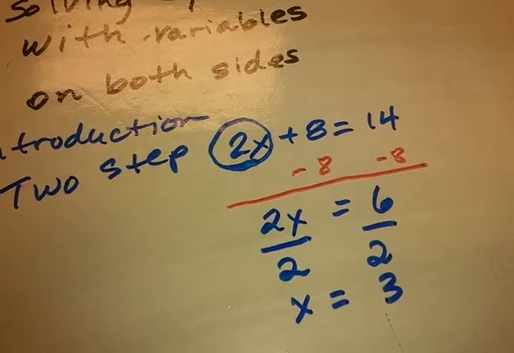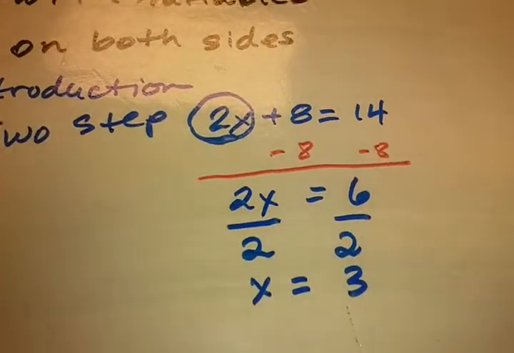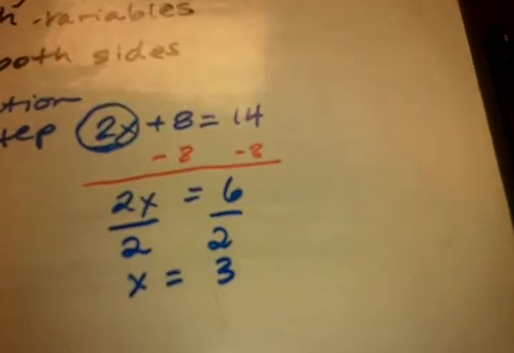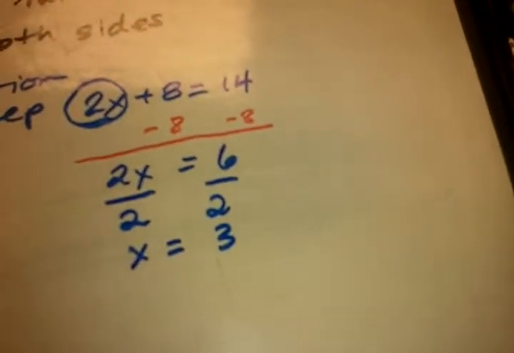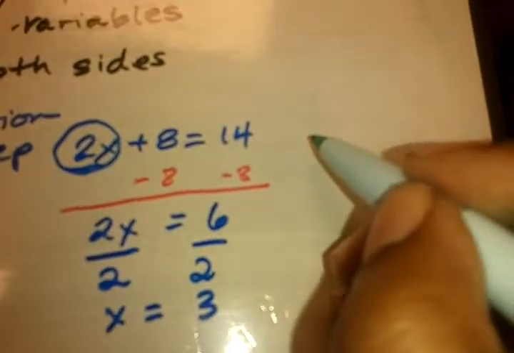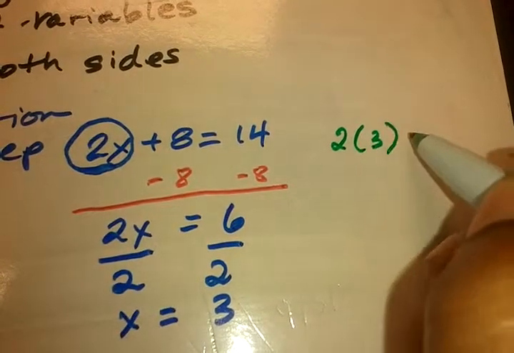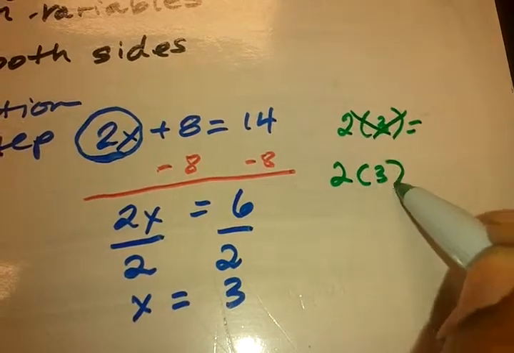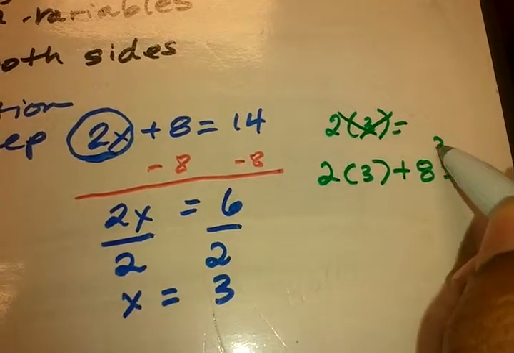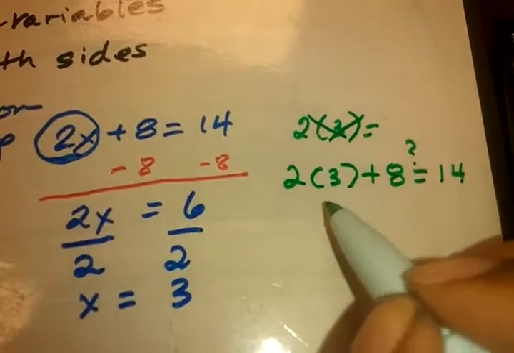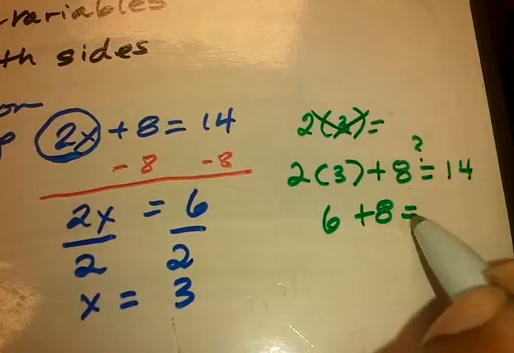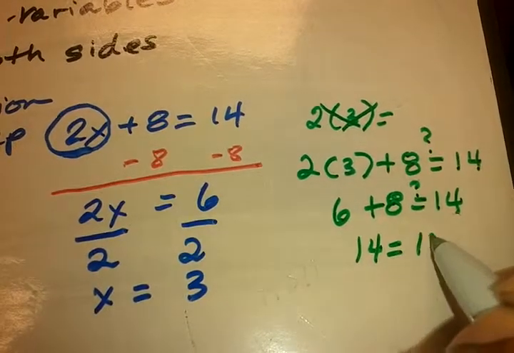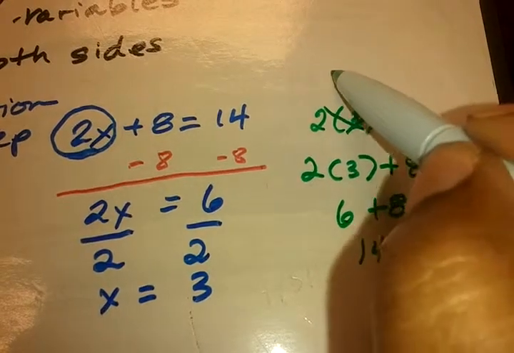Our next step is to check it. And we'll check it using green. So we'll have 2 times 3 plus 8 is equal to, question mark, 14. 2 times 3 is 6, plus 8 is equal to 14. 6 plus 8 is 14. So 14 is equal to 14. So it checks. So this is our check.